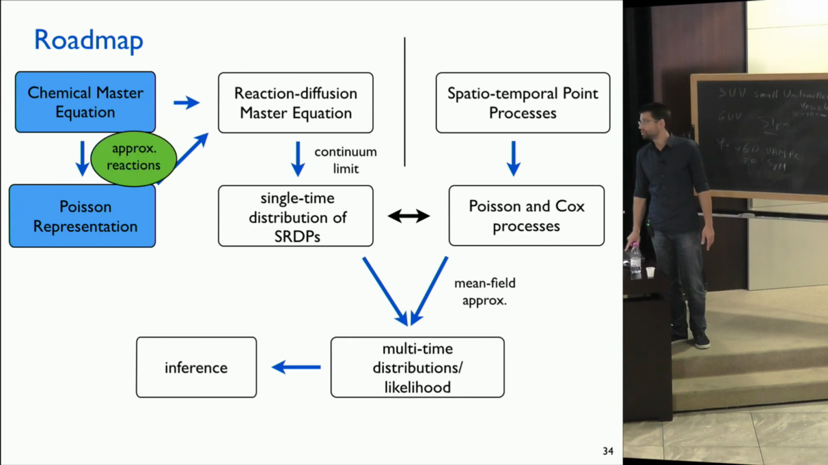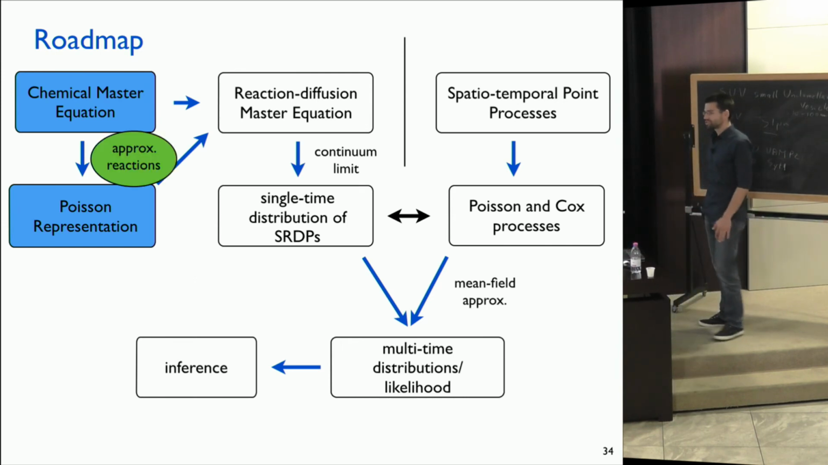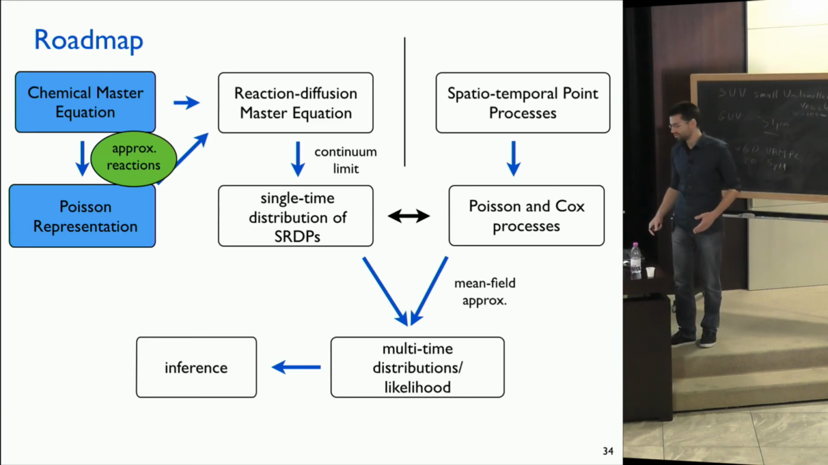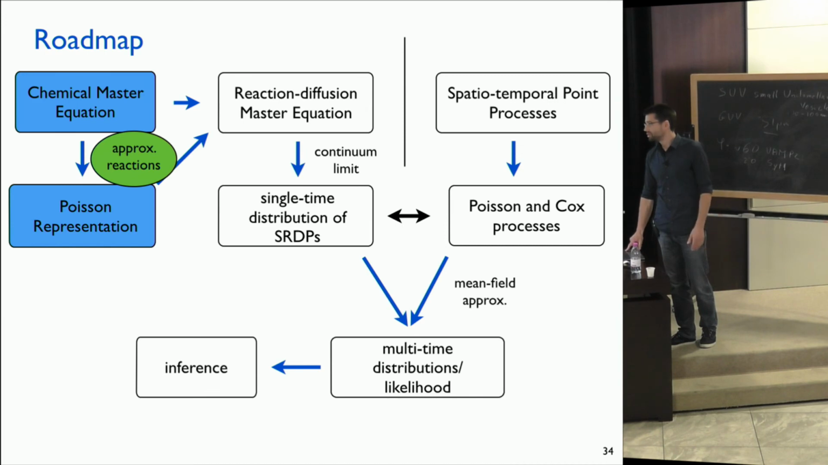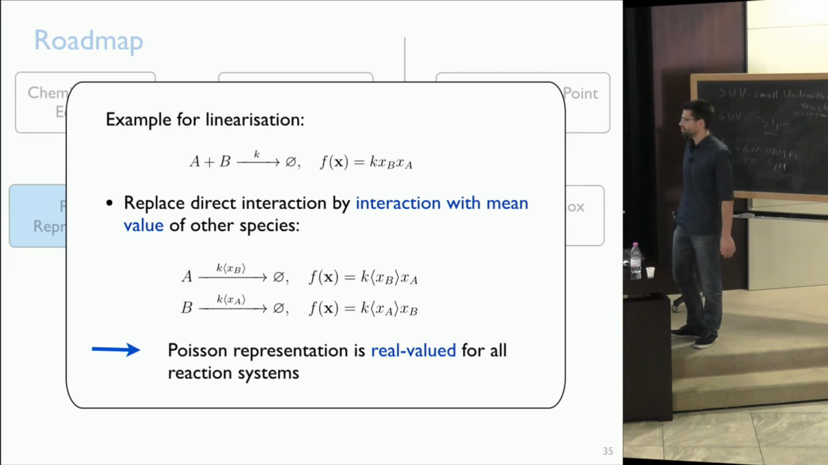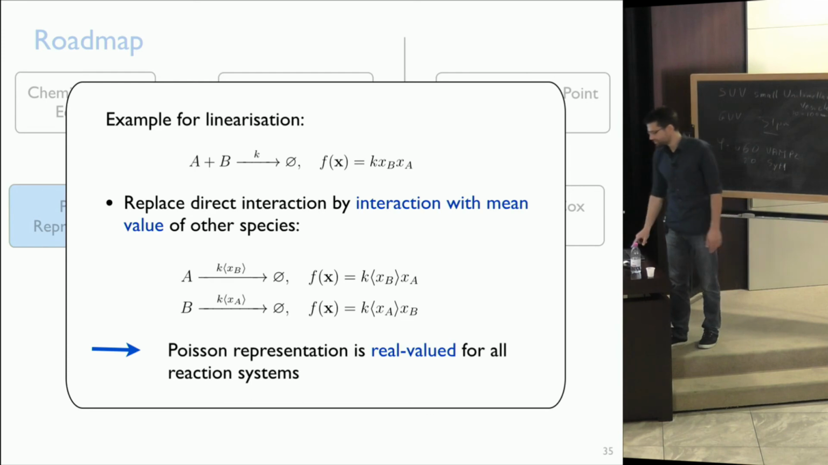And before we do that, we approximate certain reactions, because I already mentioned for certain systems the Poisson representation becomes complex valued and we want a real valued description. And I don't want to go into detail, but just give you one quick example. So suppose we have a bimolecular reaction of this type, where this is the rate function. Then we replace this bimolecular reaction by two reactions, two decay processes for the individual molecules, but the rates scale with the mean value of the respective other species. So in some sense, it's a mean field approximation. And if we do this, then we arrive at a real valued Poisson representation.